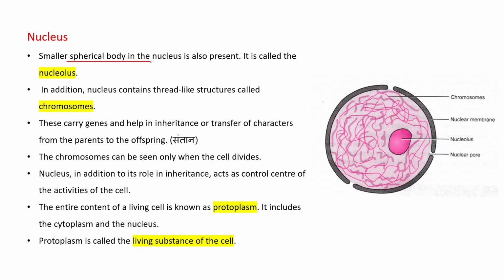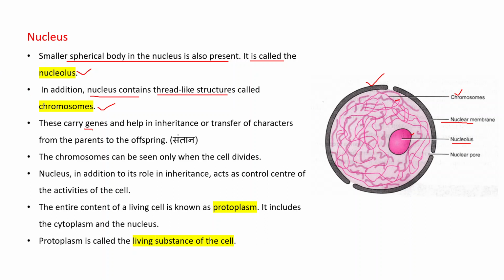A smaller spherical body is also present in the nucleus and it is called the nucleolus. That is, the nucleus also contains a smaller spherical body called the nucleolus. In addition, the nucleus contains thread-like structures called chromosomes. You can see this diagram. This represents the nucleus, and this outer covering of the nucleus is called the nuclear membrane. This is the smaller body present in the nucleus called the nucleolus, and these thread-like structures are known as chromosomes.